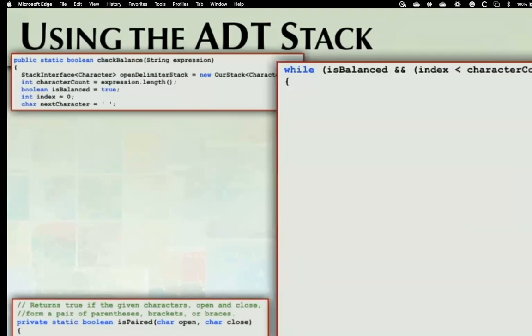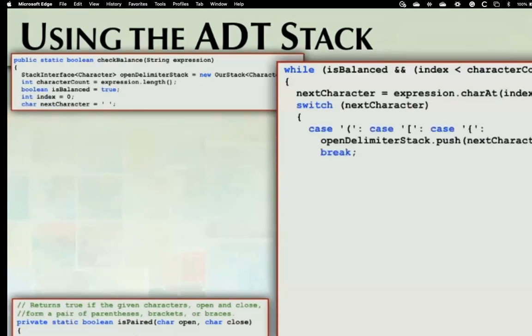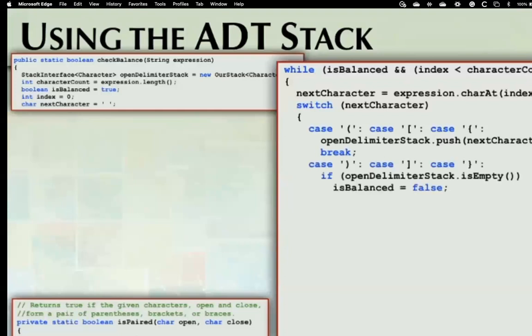We scan the expression as long as it is balanced and there are additional unscanned characters. With each character, we use a switch statement to check if it is an open delimiter. If so, we push it onto our stack. If it is a closed delimiter and the stack is empty, the expression is not balanced, since there should have been a matching open delimiter on the stack.